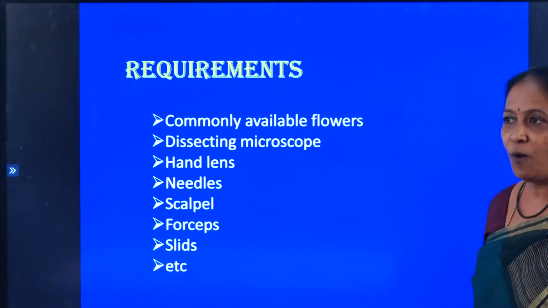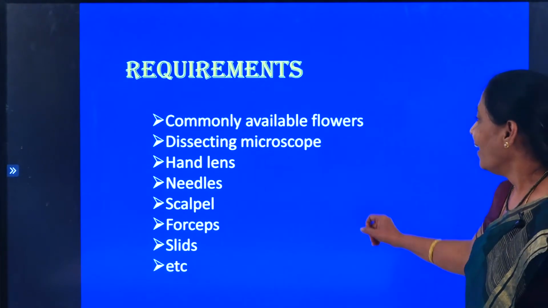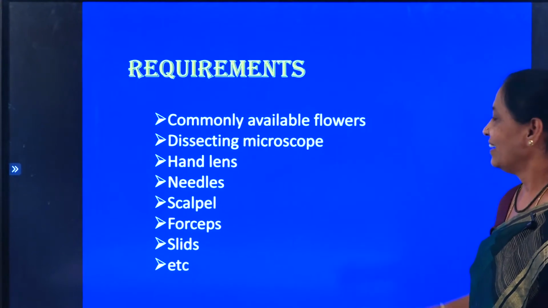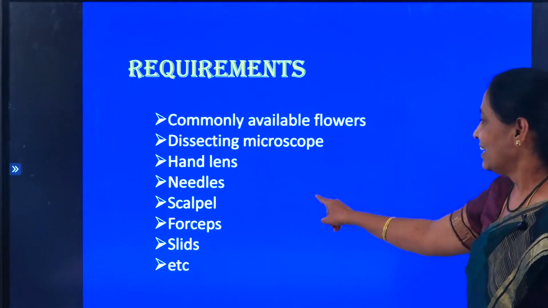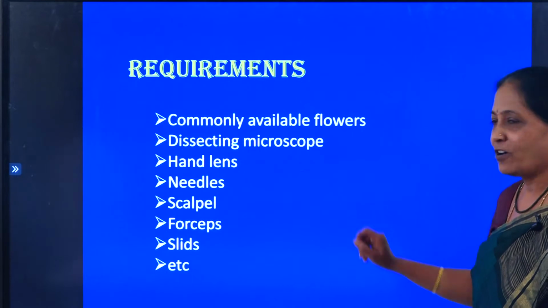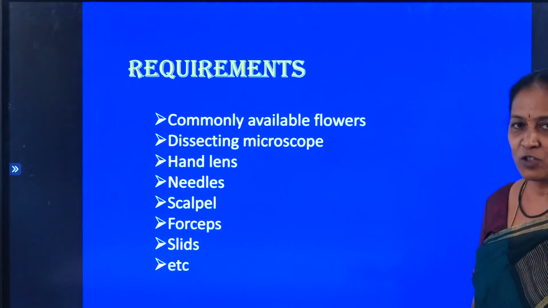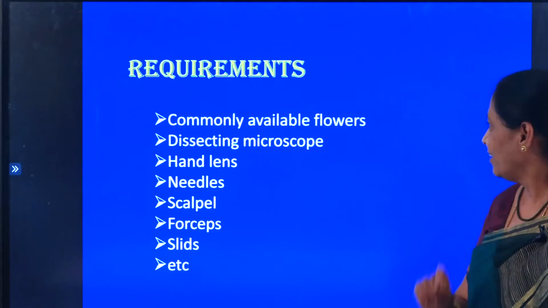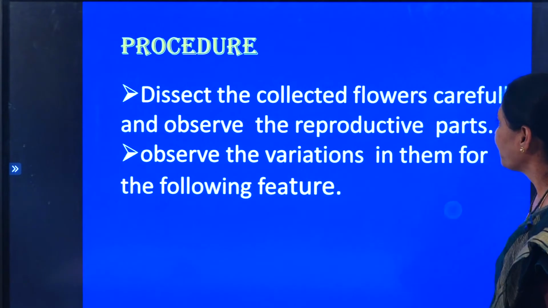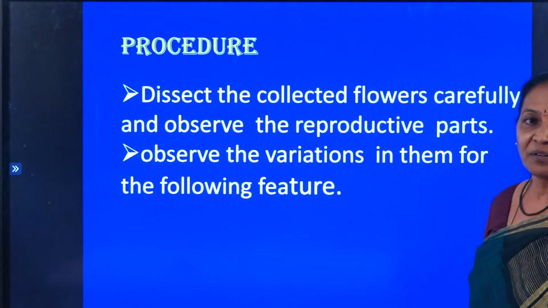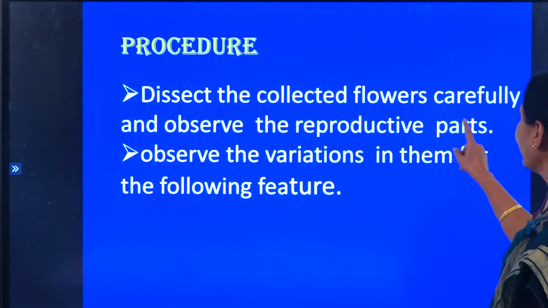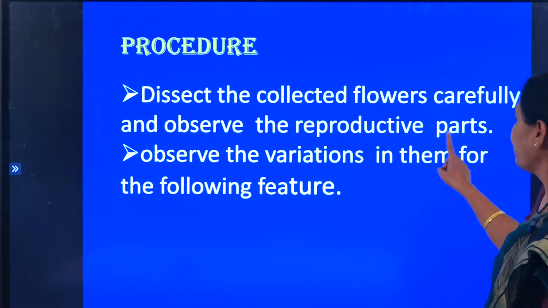Dissecting microscope, hand lens, needles, scalpel, forceps, slides and other things. These are all required to conduct the experiment. Procedure: dissect the collected flowers carefully and observe the reproductive parts.